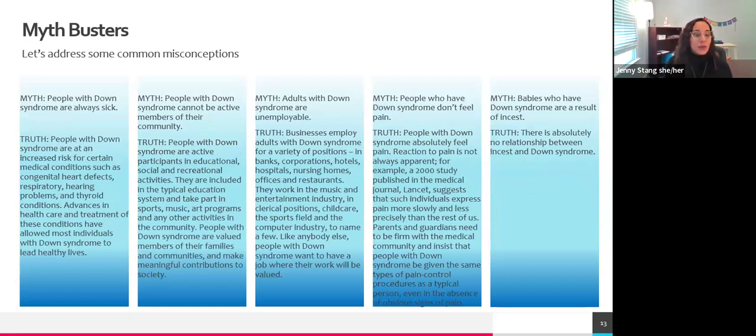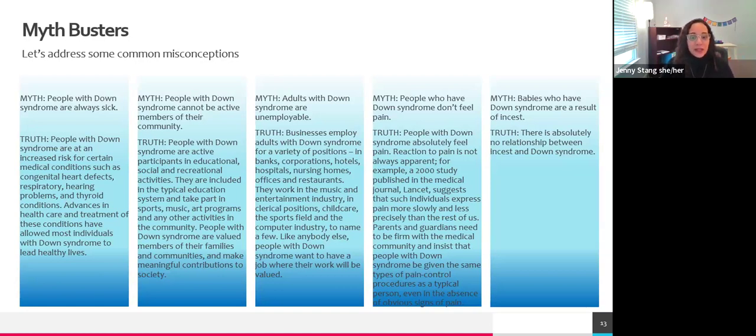Next, people with Down syndrome are always sick. The truth is, people with Down syndrome are at an increased risk for certain medical conditions, such as congenital heart defects, respiratory, hearing problems, thyroid conditions, the things we just went over. But advances in healthcare and treatment of these conditions have allowed most individuals with Down syndrome to lead healthy lives. So there may be an increased risk of sickness or illness, but that doesn't mean that they're always sick or always ill, okay? There's all kinds of people who have autoimmune disorders and thyroid disorders that do not have Down syndrome, and we don't lump them into that category of always being sick either, right? So we give the same courtesy to our friends with Down syndrome.